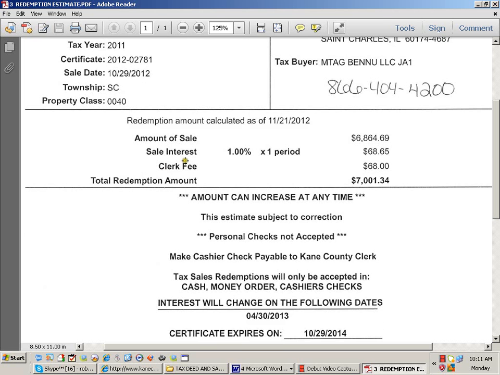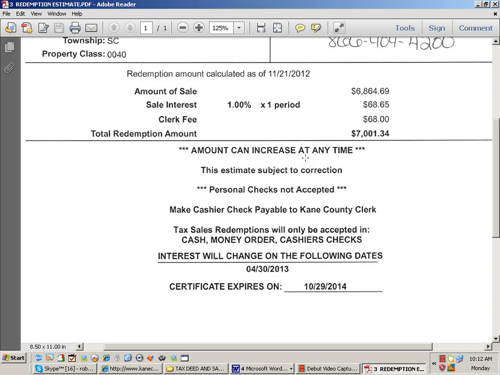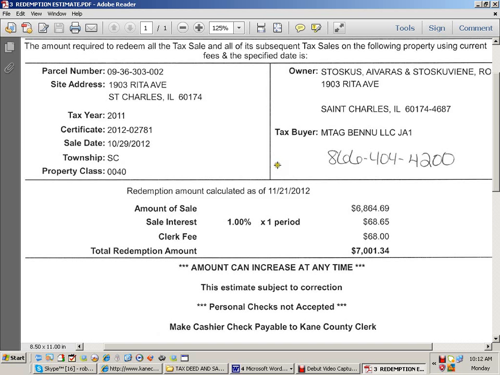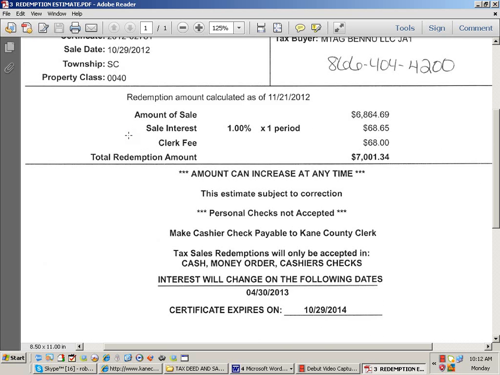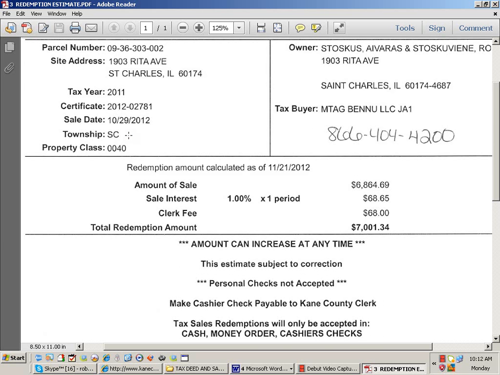And then it says redemption amount calculated as of a particular date. It doesn't really say what it is, but it's got 1% times 1 period, 68.65. That's the sale interest. And a clerk's fee of $68. Amount can increase at any time. The estimate is subject to correction. Personal checks not accepted. Anything else on here? No. Certificate expires 10/29/2014. So this certificate number expires basically 2 years later. 2 years exactly. Yeah.